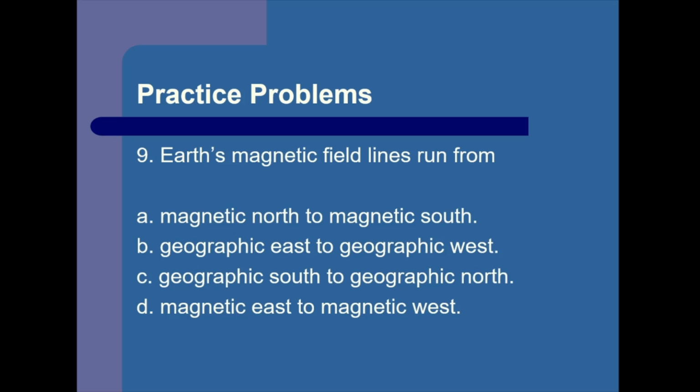All right, number 9, Earth's magnetic field lines run from A, magnetic north to magnetic south, B, geographic east to geographic west, C, geographic south to geographic north, or D, magnetic east to magnetic west. The magnetic field lines are going to be normal magnetic lines that behave just like any other magnet, which run from magnetic north to magnetic south. If you answered geographic south to geographic north, remember that the magnetic north and magnetic south, even though they're close to the geographic south and geographic north, they're not exactly on top of them.